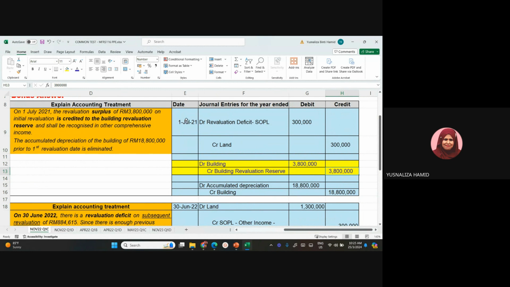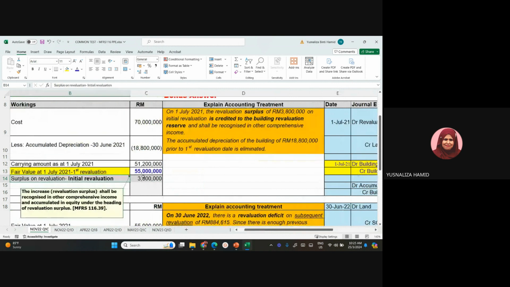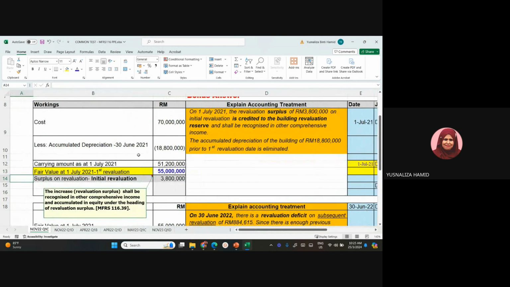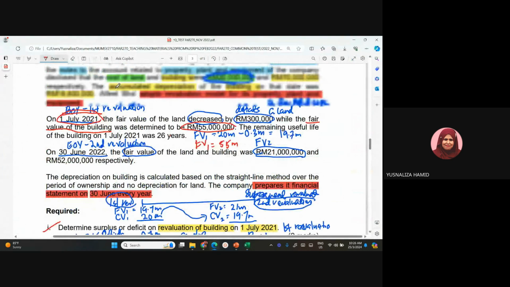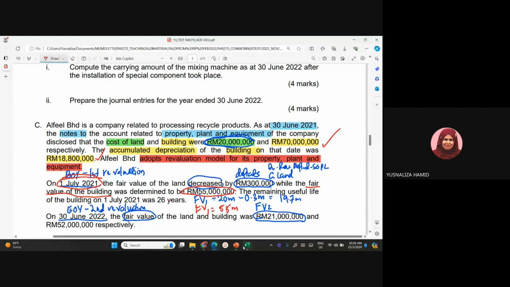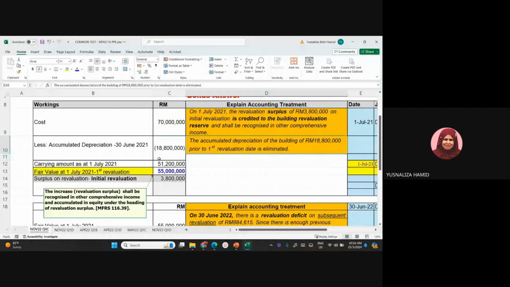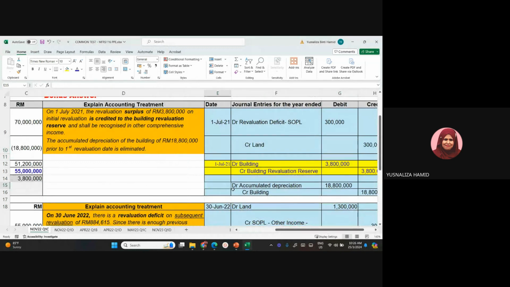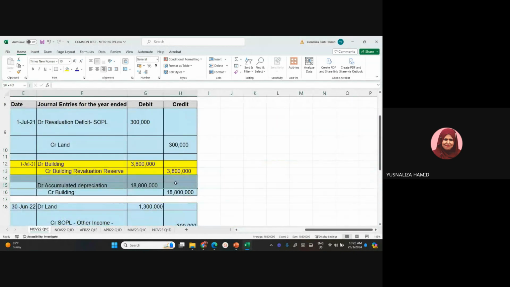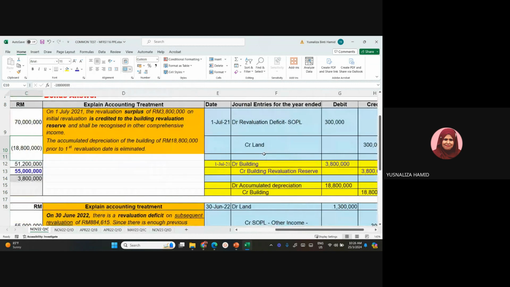On top of that, on the same date, which is on 1st of July, you also need to go and eliminate the accumulated depreciation of the building. So not only do you need to record the surplus, you also need to eliminate this accumulated depreciation of the building. The accumulated depreciation of the building that you will be eliminating here is given already in the question. Which one here? It is given here. So just take this 18.8, and that should be eliminated. If you eliminate, you will debit the accumulated depreciation building, the one here, and you will credit the building. So that was in terms of the journal entries.